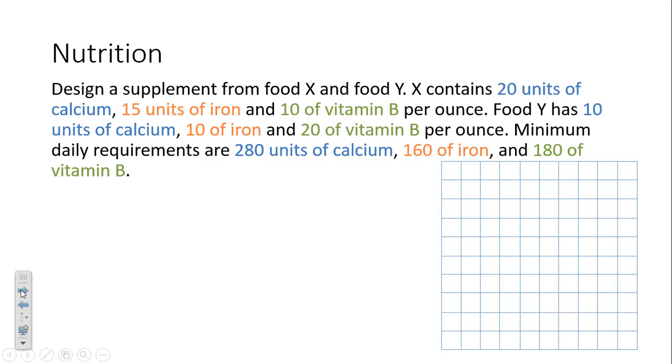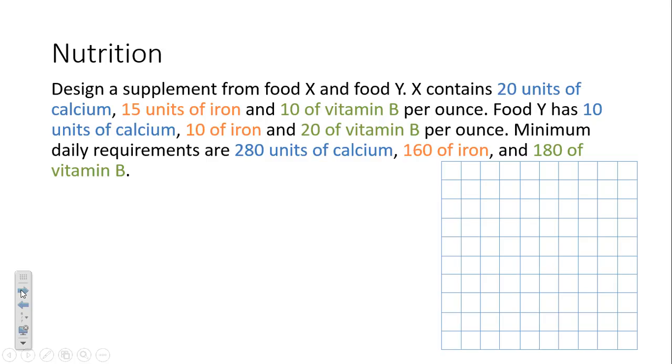Food X and food Y, they're trying to design a supplement. Food X contains 20 units of calcium, 15 units of iron, and 10 units of vitamin B. And food Y has 10 units of calcium, 10 of iron, and 20 of vitamin B per ounce.